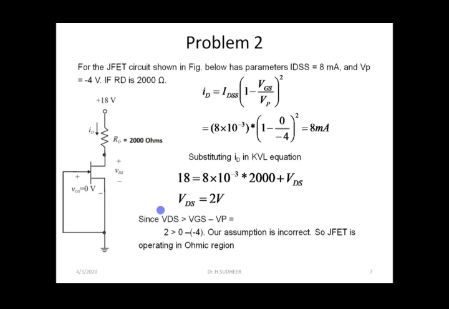What is the condition? VDS should be greater than VGS minus VP. Substituting, 2 is greater than 4. It is false. 2 is not greater than 4. So the assumption that the JFET is operating in the active region is incorrect. The JFET is not operating in the active region. It is operating in the ohmic region. So we cannot use this formula. We have to use the ID formula for when the JFET is operating in the ohmic region.